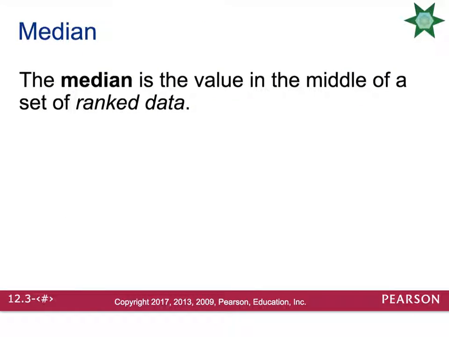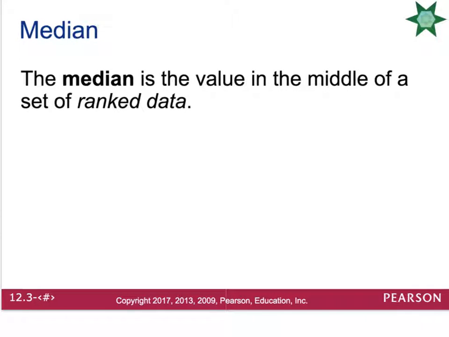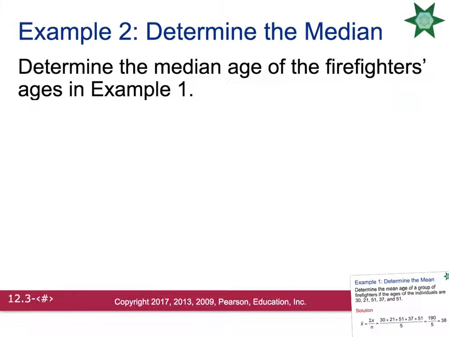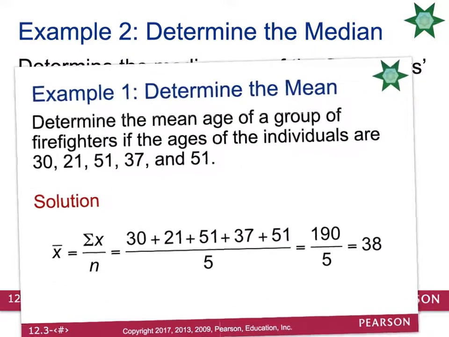The median is the value that is in the middle of the data, and it has to be ranked data. So you need to make sure that you put your data in order from smallest to largest before finding the median. So let's look at the same data that we just used, and let's determine the median age of the firefighters. This was example 1 in case you don't remember.